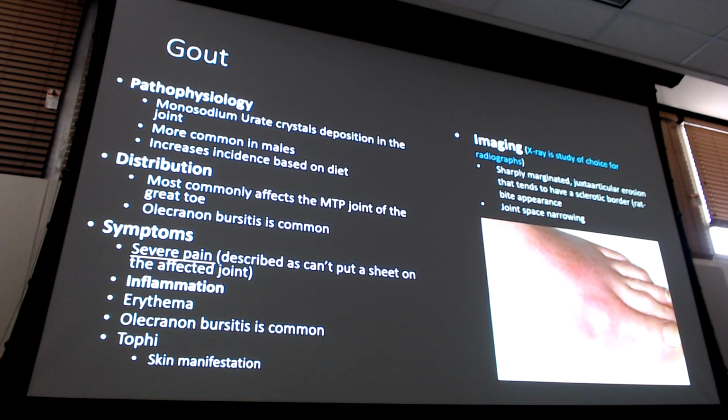Gout. Just talked about pseudo gout. Now here's the real gout. Big toe. More common in males than females. Doesn't mean females can't have it, right? Increased incidence based on diet. Does anybody know what kind of diet?